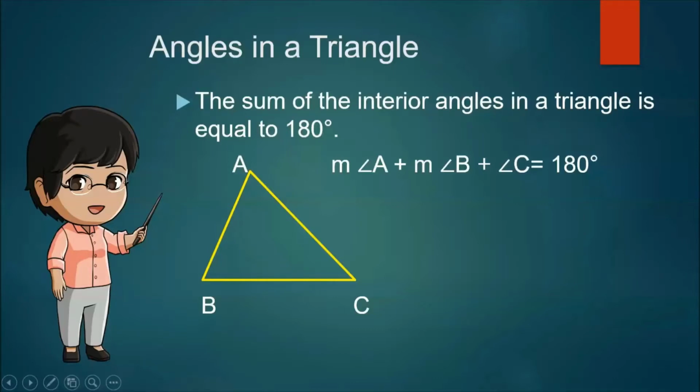Angles in a triangle. The sum of the interior angles in a triangle is equal to 180 degrees. The measure of angle A plus the measure of angle B plus the measure of angle C is equal to 180 degrees. This is a very important property of a triangle which you can use in solving problems involving angles in a triangle.